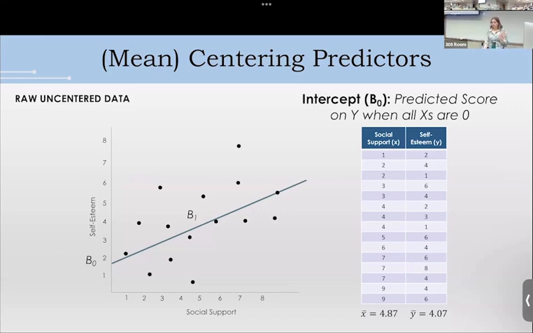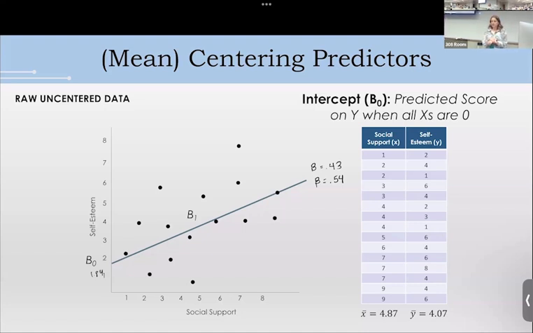And here is how that works. Here is our raw uncentered data. So here's our slope. What did we say our slope was? B is 0.43, or standardized beta is 0.54. And our intercept is 1.84. So that's the predicted self-esteem when social support is 0.